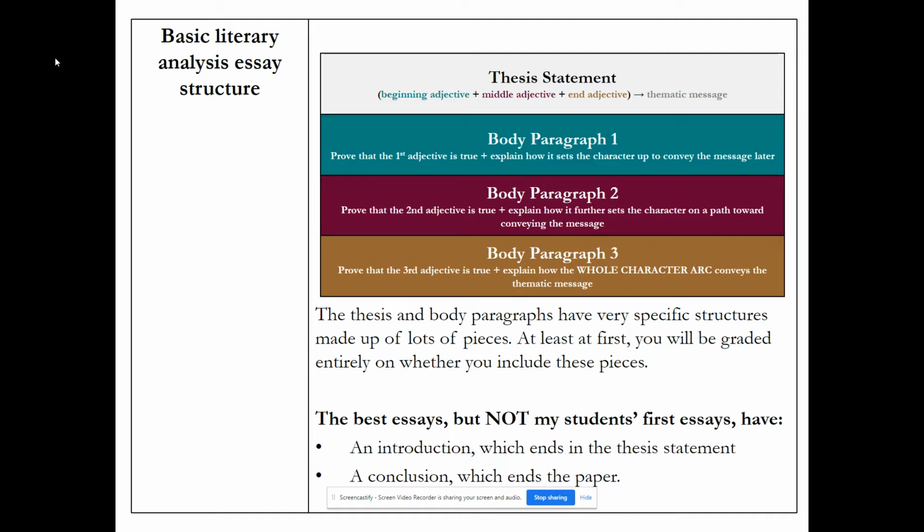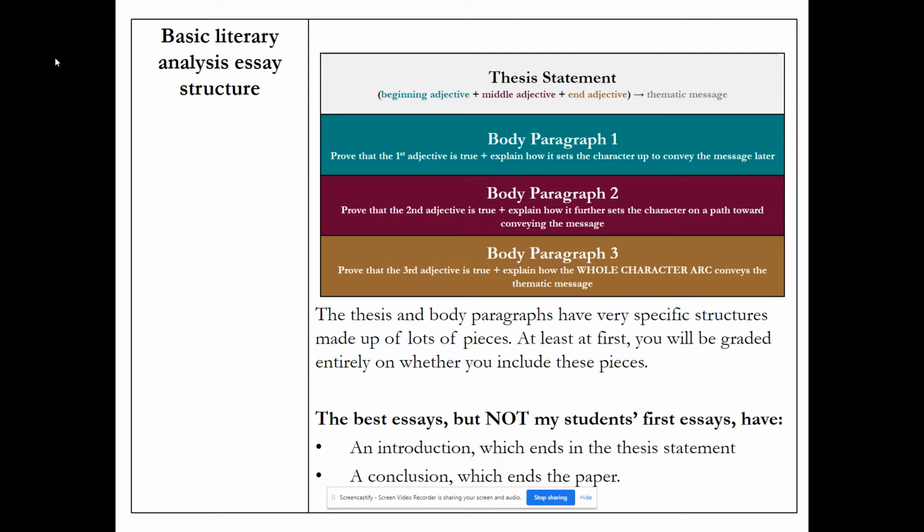In my class, students are graded essentially only by whether or not they have all the pieces of each body paragraph. Each body paragraph has really specific pieces. Here I'm giving you the general overview of what the goal of each paragraph is. But on the next slide, we're going to start talking about the pieces of the body paragraph, exactly how to accomplish these goals.